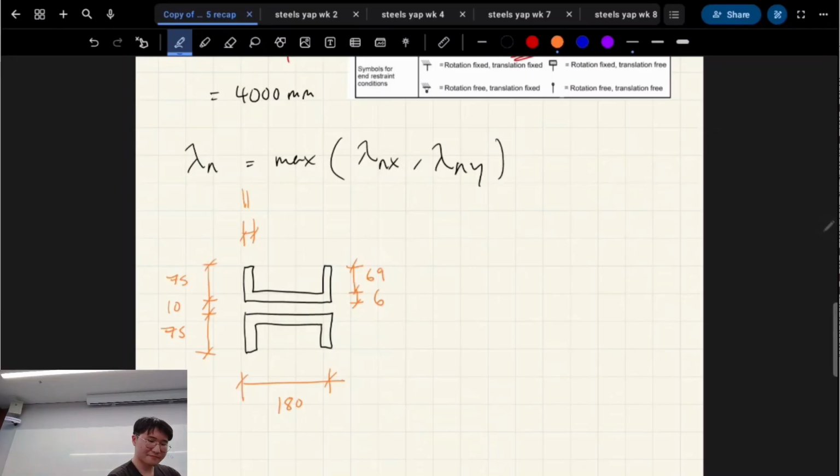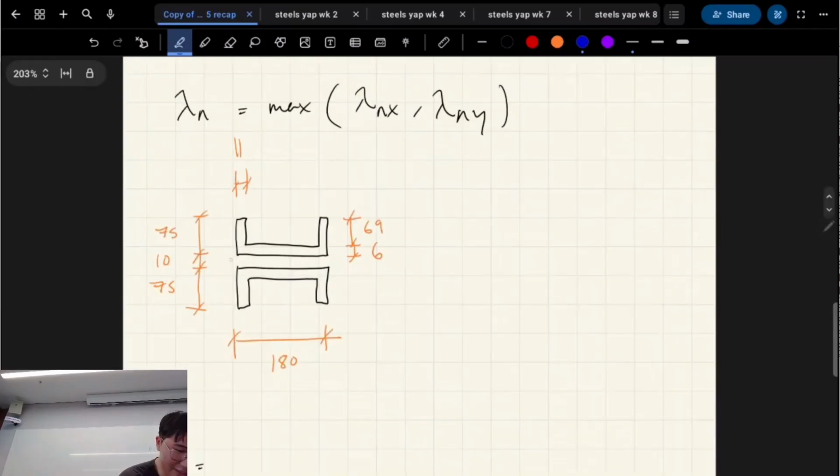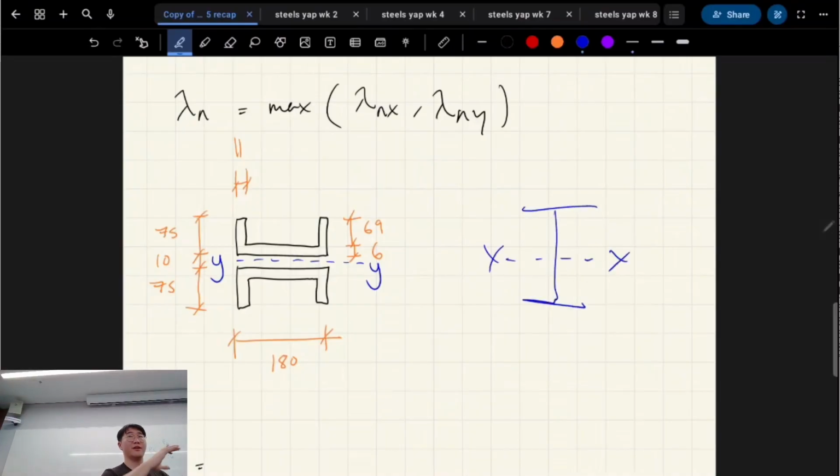You said it's going to buckle about this axis. Should we call that the YY axis or the XX axis? I would call it the YY axis. This is weird because it's not the way you normally see it, but essentially we've rotated it 90 degrees from its strong axis. Normally we would expect to see XX oriented like this. I've just kept it like this. That's fine.